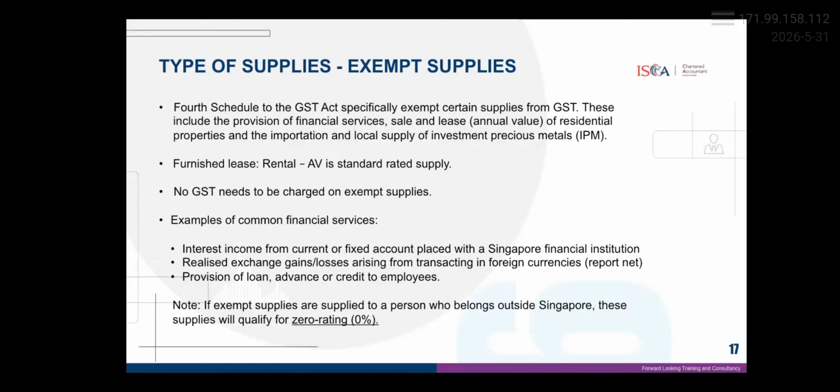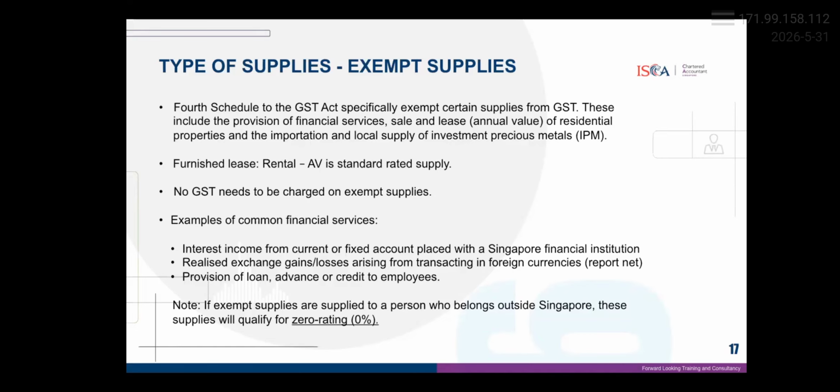Now, no GST needs to be charged on exempt supply if the transaction is indeed an exempt supply. Some examples of common financial services which are considered exempt supply include interest income from current or fixed accounts placed with a Singapore financial institution, realized exchange gains or losses arising from transactions in foreign currency, and provision of loans, advances, or credits to employees. If all these different transactions happen within Singapore, they will be considered exempt supply.